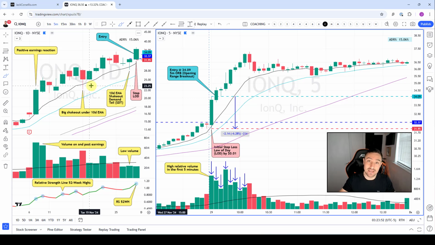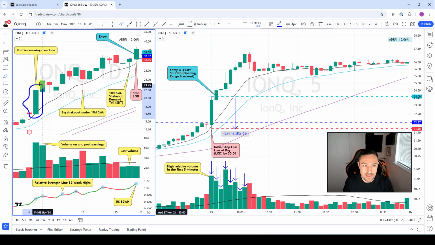And then I'm trying to dial in, okay, quantum computing, very, very strong. What are the leaders of the group? And for me, IONQ is the current leader of the group. So what I'm then looking for is a lot of strength on the daily chart. So I think you can tell a lot about how large operators are treating a stock around its earnings. So what do I see on the earnings bar? This is the earnings reaction.